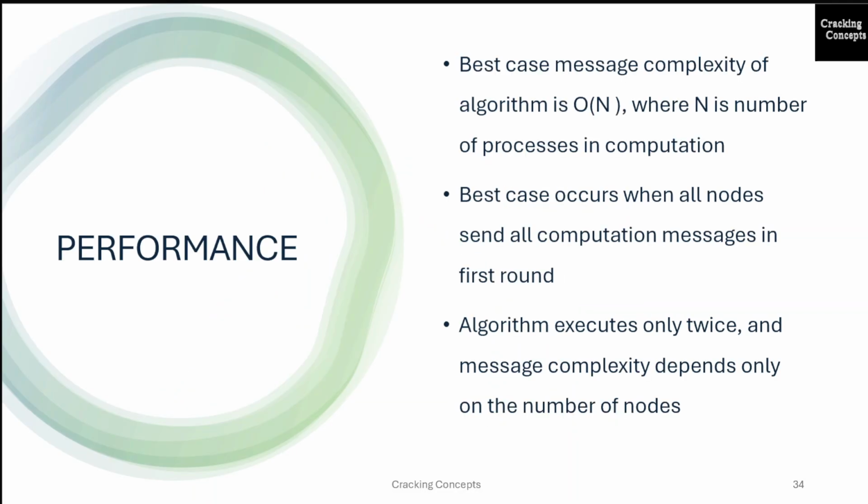Now looking into the performance of the algorithm. The best case message complexity of the algorithm is O(n), where n is the number of processes in the computation. The best case occurs when all nodes send all computation messages in the first round. Therefore, the algorithm executes only twice and the message complexity depends only on the number of nodes.